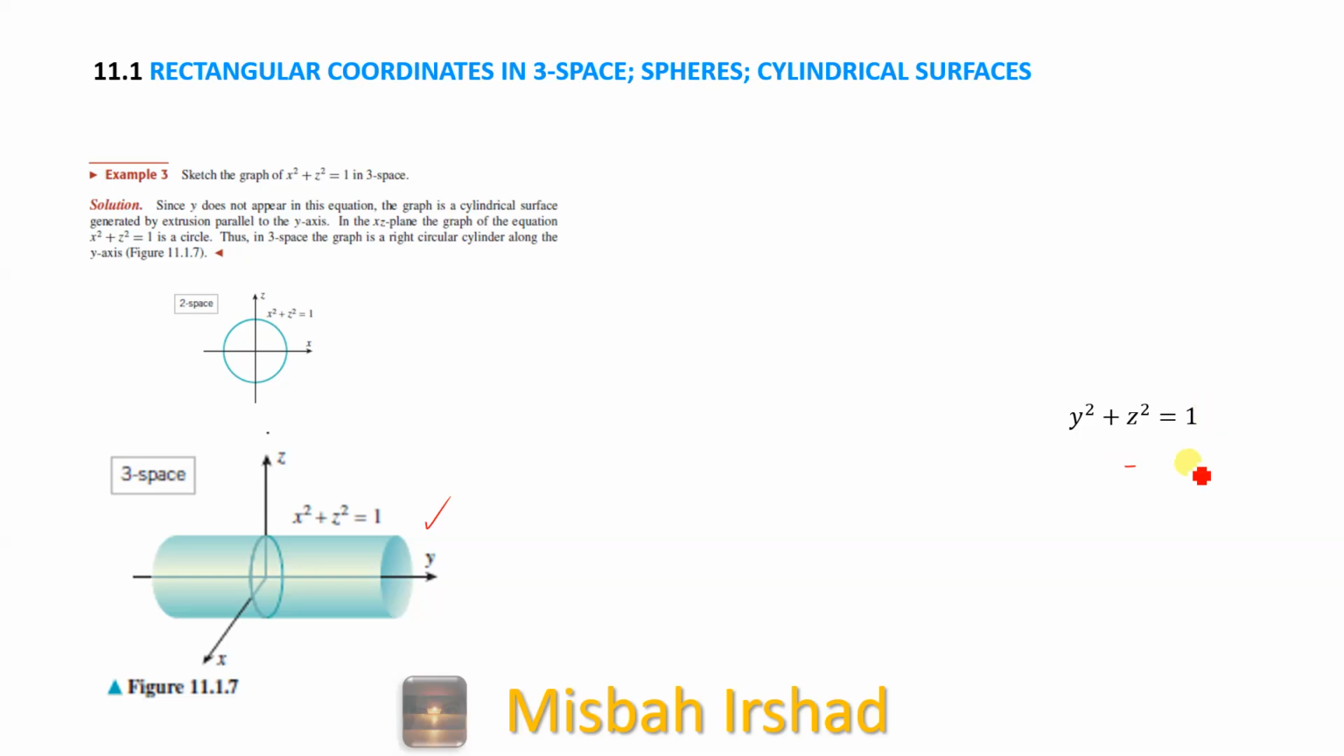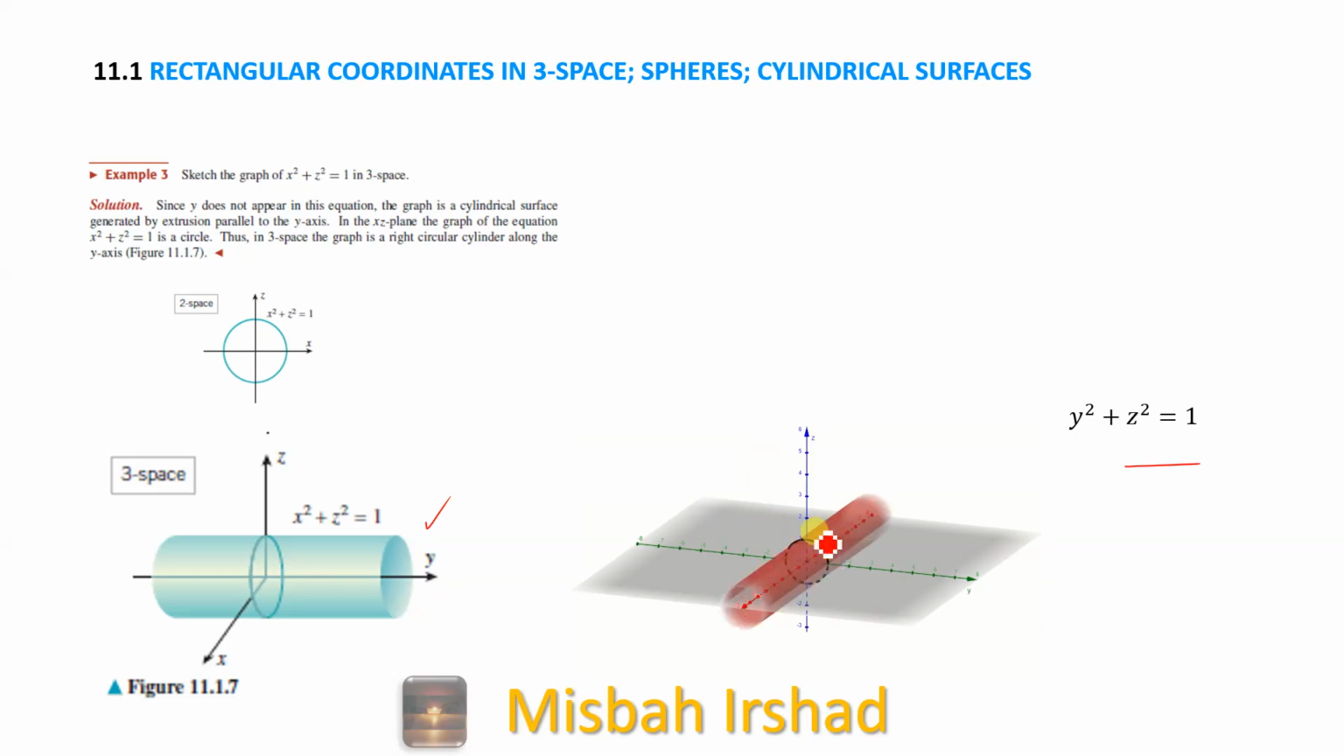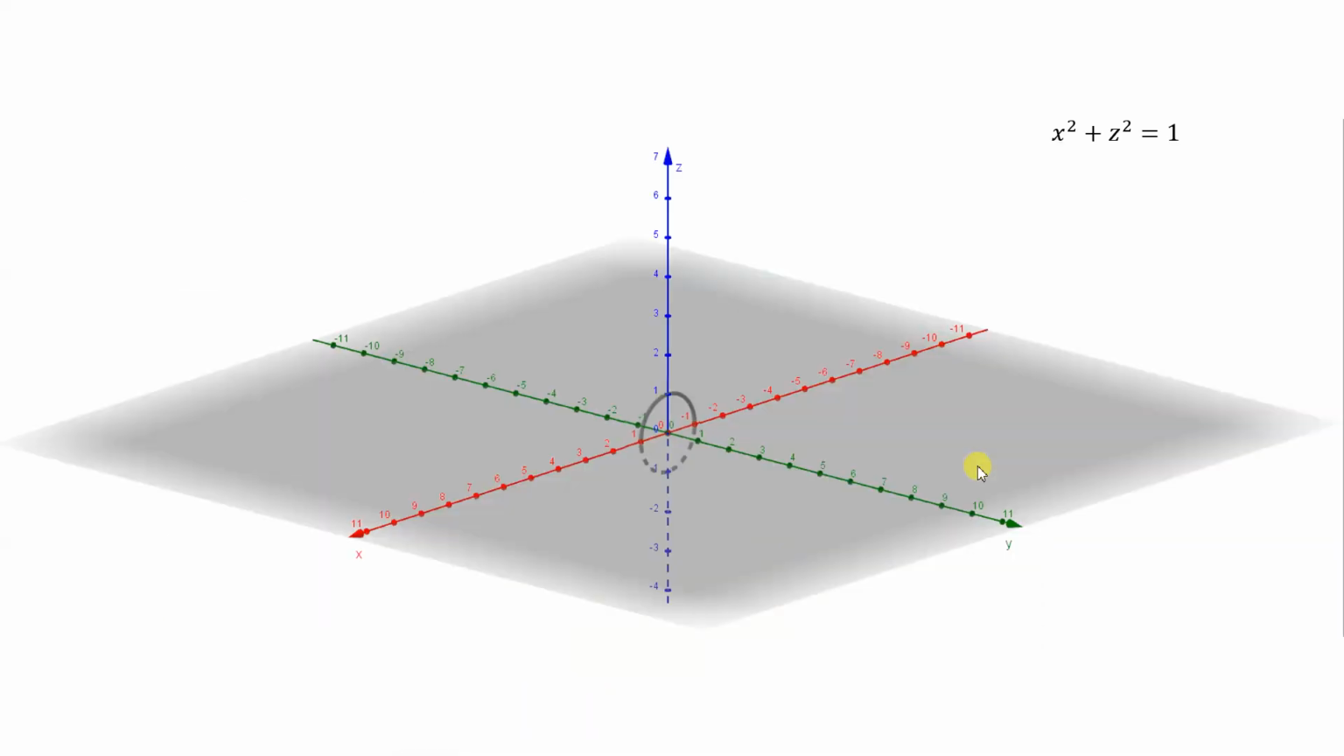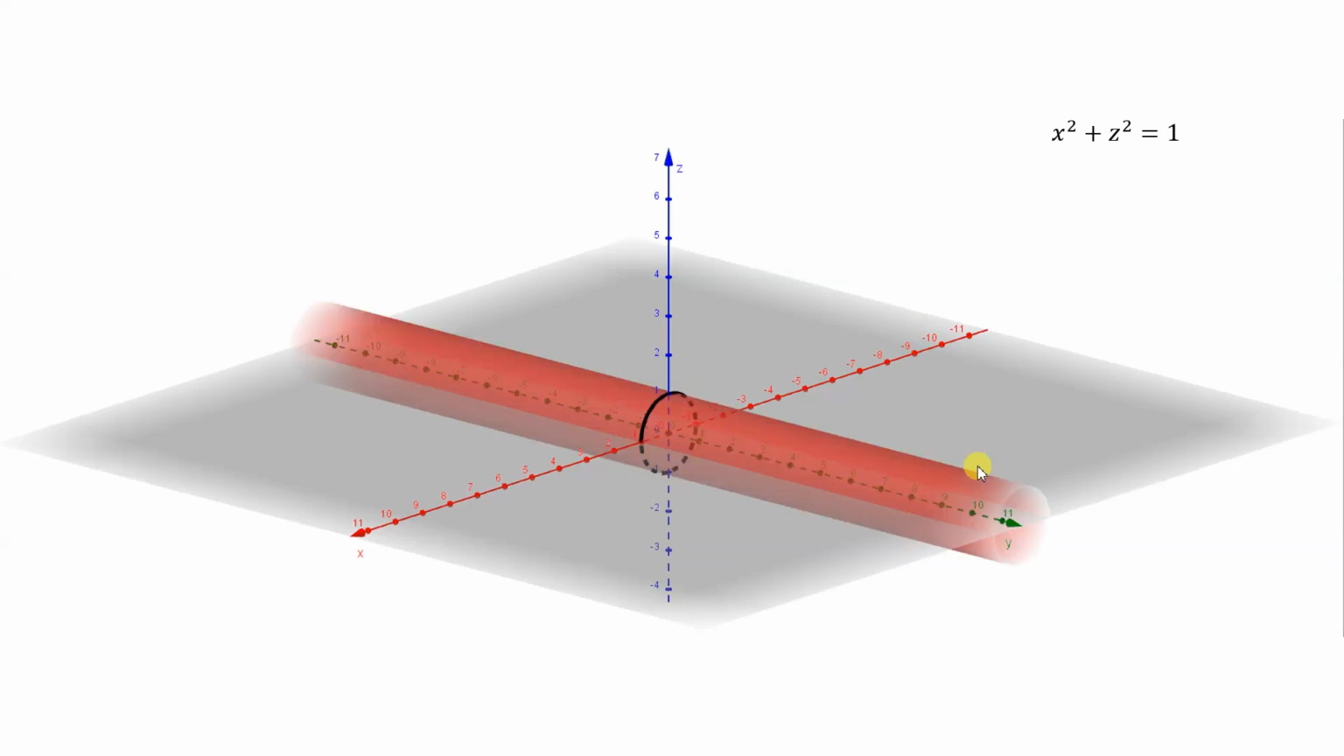Similarly, we have another equation, y square plus z square is equal to 1. First of all, draw a circle in the yz plane and then extend it in the x direction. So we'll have this surface, which is also a circular cylinder. Another example of a circular cylinder, x square plus z square is equal to 1. This is how it looks.